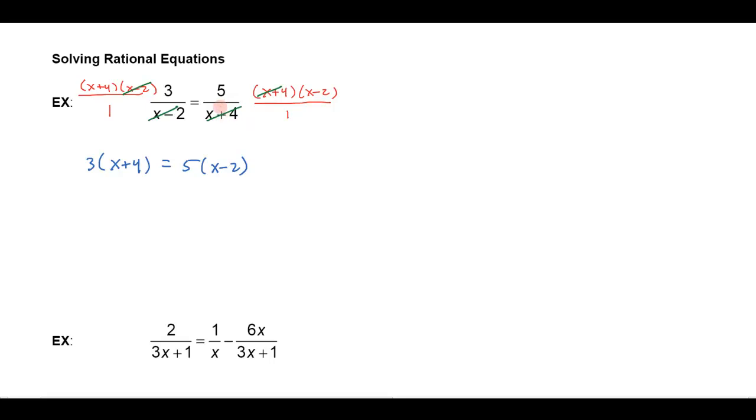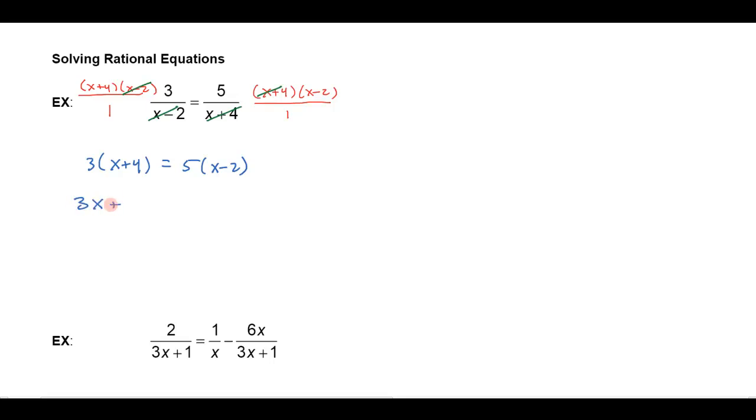So if you ever have a rational equation that is in the form of a proportion, then you can just cross multiply, and notice that 3 times x plus 4 is exactly what I ended up with here, and 5 times x minus 2 here. So when you multiply both sides by the common denominator, if you have an equation that's like a proportion, that's the same thing as just cross multiplying. Alright, so let's finish it out.